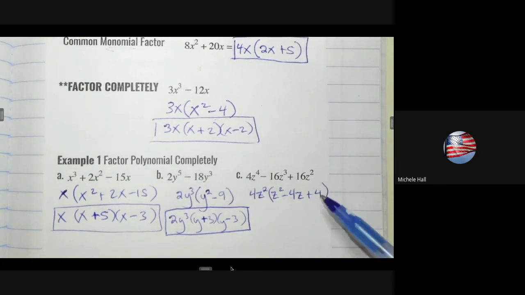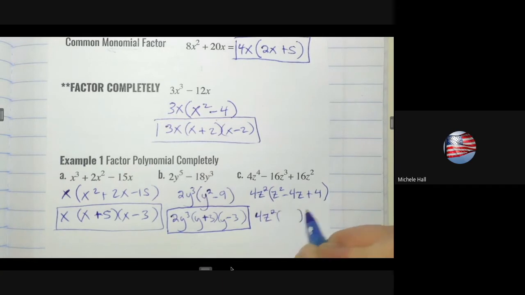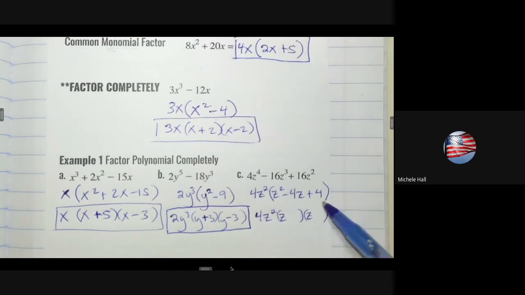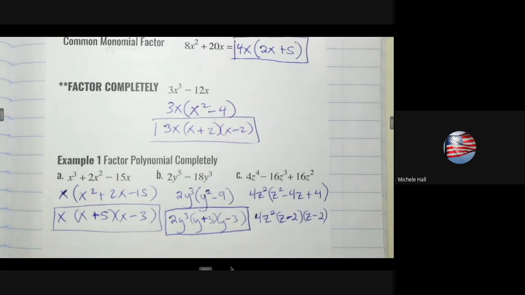I'm going to continue trying to factor. We have 4z squared, z times z, and then -2 and -2 would multiply to 4 and add to -4. And here I want to make sure that I'm cleaning this up.